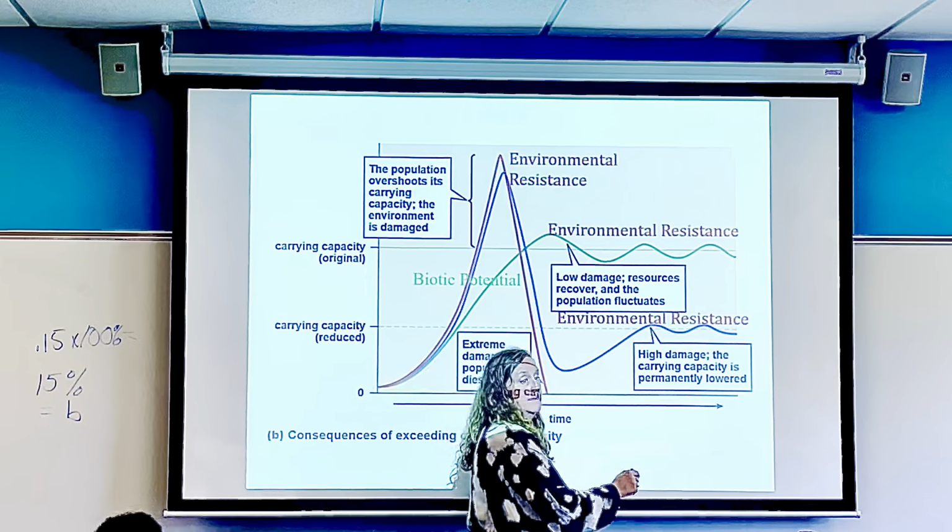Okay, so let's talk about environmental resistance more. Environmental resistance counteracts or acts against biotic potential. It's going to slow it down or stop it. Environmental resistance has a huge effect on population size and growth. Two options, right? You crash and you completely die off, or you begin to stabilize at your natural carrying capacity or at a lower carrying capacity. So that stabilization goes with that carrying capacity: the maximum number of individuals that can be supported by the environment at this given time.